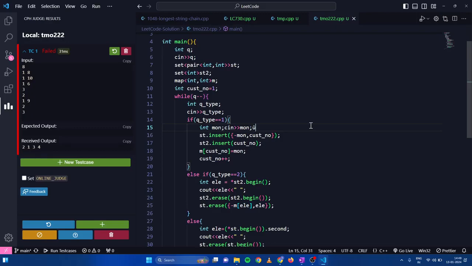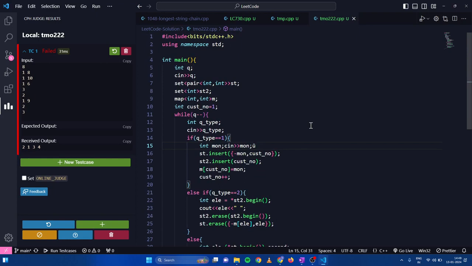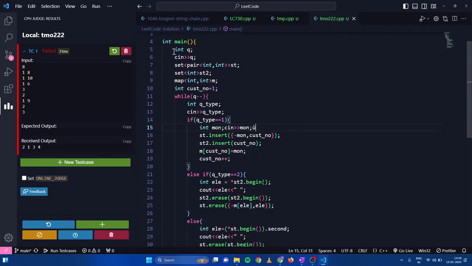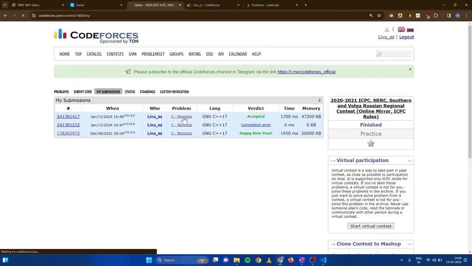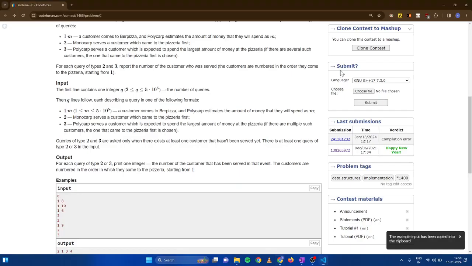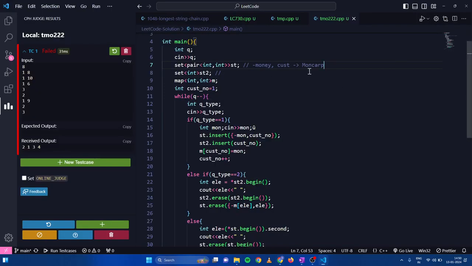So yeah, let's look into this code, which I was explaining about. First of all, I took the number of queries, and then I made a set, that is a set of pairs, in which the first is money and the second is the customer number. Okay, I'm confused with the name, let's see the name. Okay, this is for Polycarp. Now this is just by customer number, and this is for Monocarp. And this is the amount of money which the customer spends.